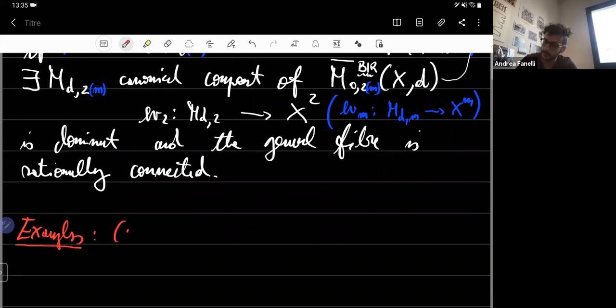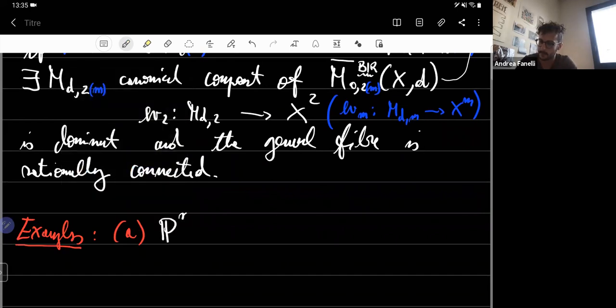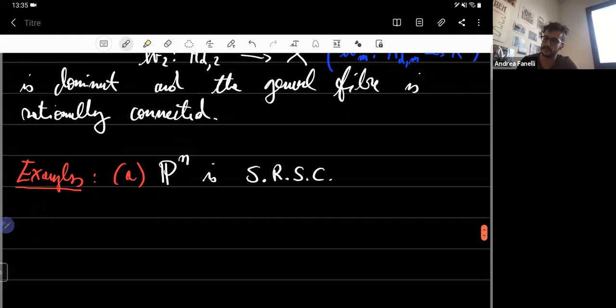Okay, first one. Of course, the first one you should consider is P^n, the projective space. And this guy is strongly rationally simply connected. I will just use the acronym, otherwise it takes ages. And why is this easy?